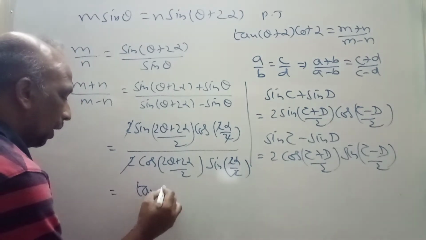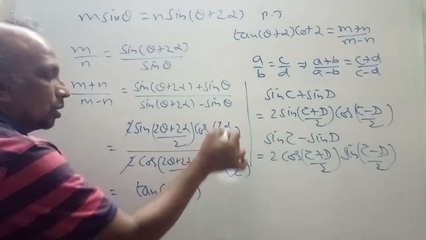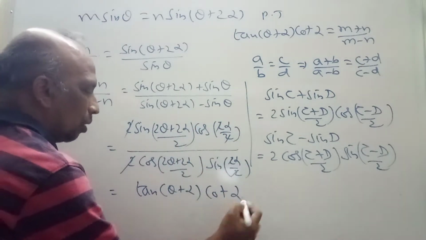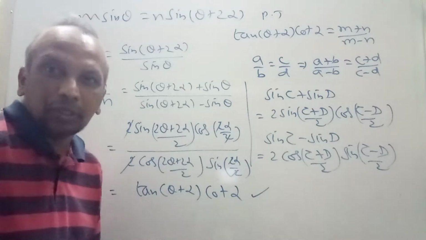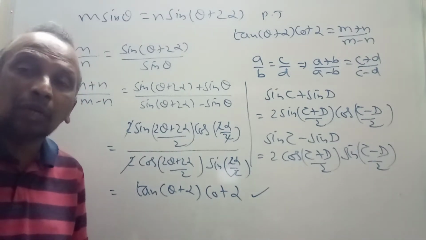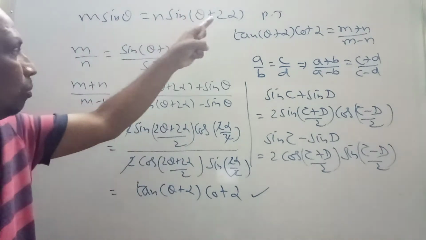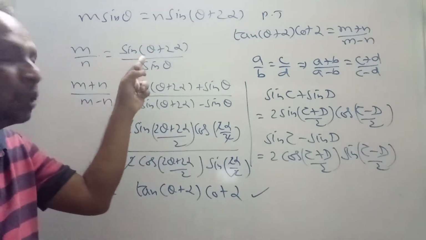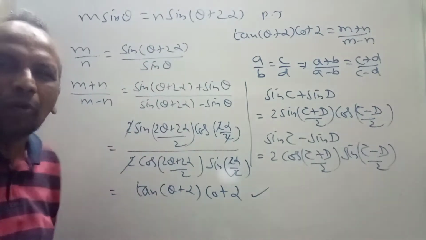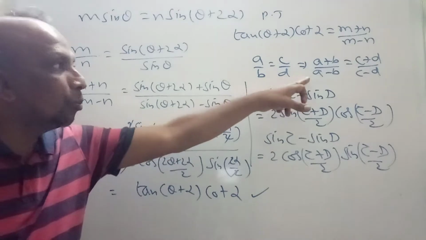You will get tan of theta plus alpha. Then cos by sin alpha, it will be cot alpha. So this is the required answer, right? To solve this problem, what I have done, I have taken componendo and dividendo property. This is the given problem, right? m by n is equal to sin of theta plus 2 alpha by sin theta. I have taken componendo and dividendo property.